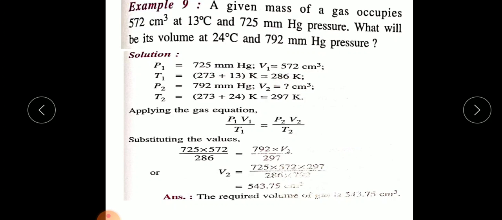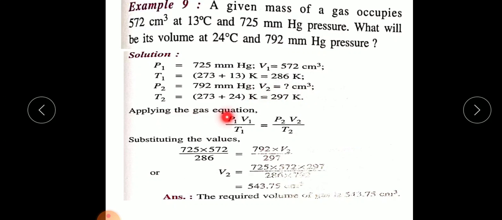Next, what is given? You need to find out the value for V2. So that means T2 is given. T2 is 273 plus 24 degrees, which is 297 Kelvin, and the P2 value is also given, 792 millimeter mercury. You are asked to find out V2.